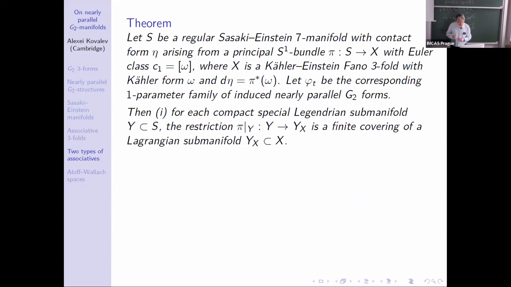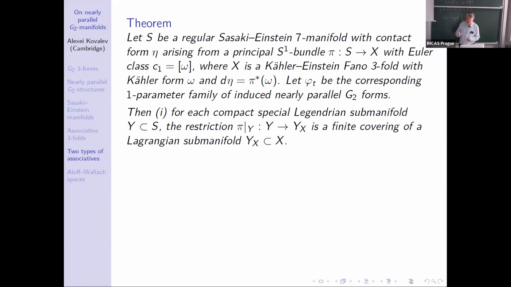Okay, now here is the next result. Again, we start from a regular Sasaki-Einstein 7-manifold with contact form eta as before. We look at the structure of an S1 bundle over a complex 3-fold, X, a Kähler-Einstein Fano 3-fold with Kähler form omega. Consider the corresponding 1-parameter family of nearly parallel G2 forms. Then the following statements are true.